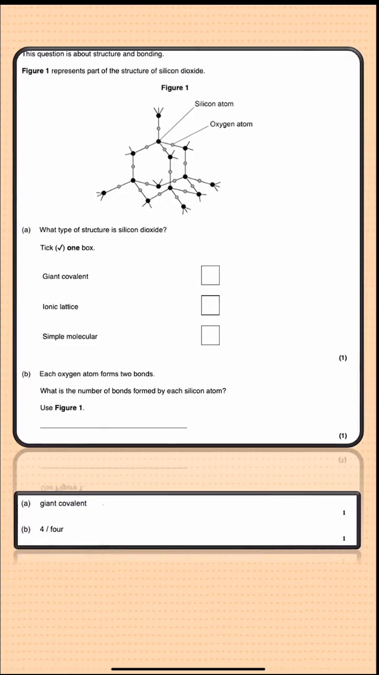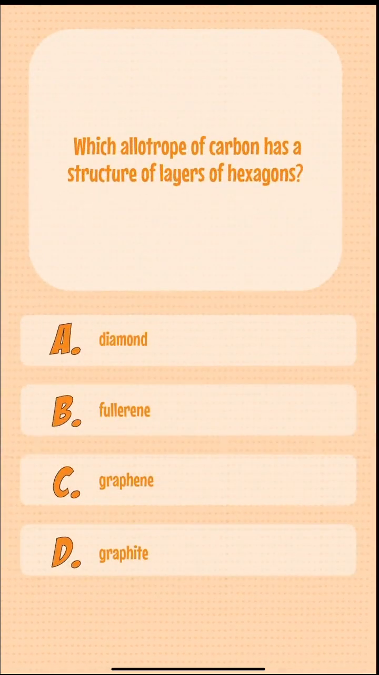Giant covalent, yep, we got that. And 4 bonds, we got that as well. Well done, guys. Which allotrope of carbon has structures of layers of hexagons?